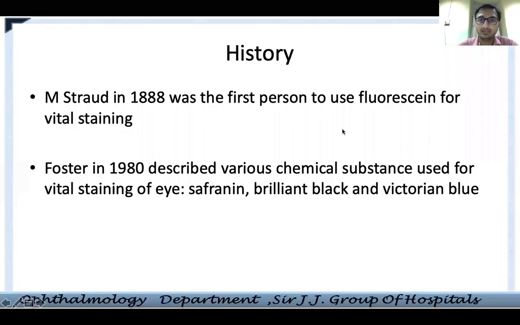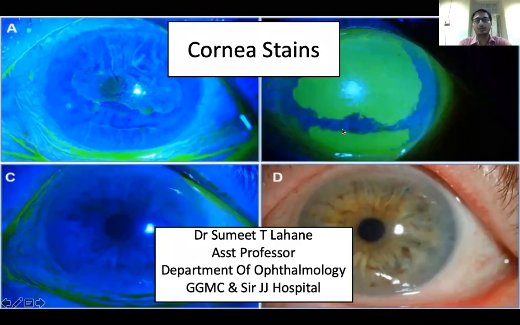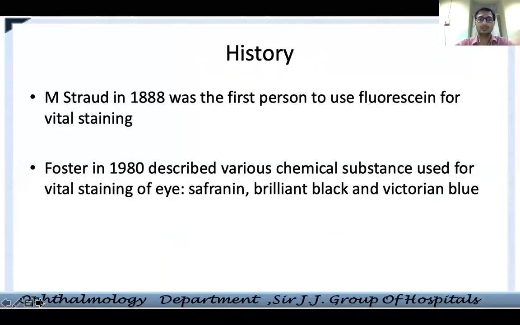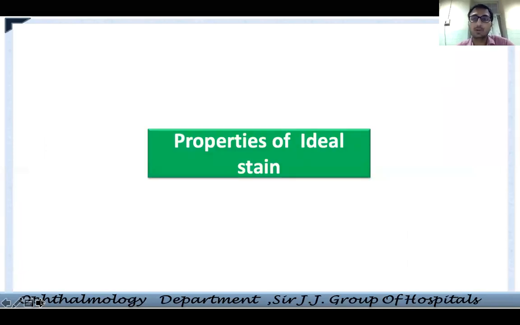Few of the basic examples about the corneal staining. So to begin with, the history needs a mention. Mr. Straude in 1888 was the first person who started the use of fluorescein, followed by almost 100 years later, Foster in 1980 described that there could be other stains like Saponin, Brilliant Black and Victoria Blue that can be used. So, what are the properties of the ideal stain?